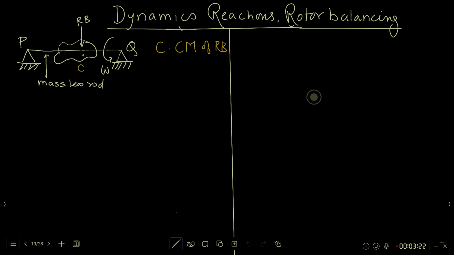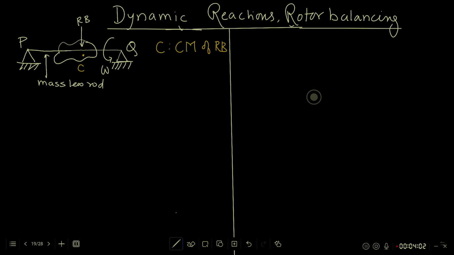The first topic that I want to discuss today is what are called dynamic reaction forces. Dynamic reactions, forces or torque. Dynamic forces, dynamic torques. In a combined way, I'm saying dynamic reactions. I'm going to explain what we mean by dynamic reactions. Also going to talk about what is called rotor balancing. In fact, I will use the example of rotor balancing to explain what dynamic reactions are.